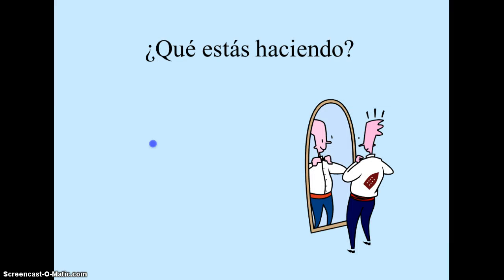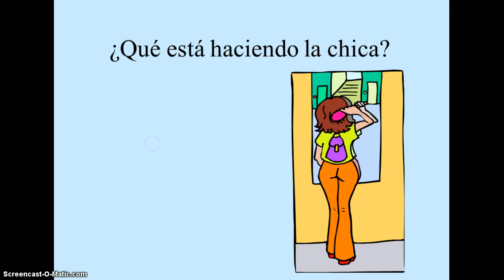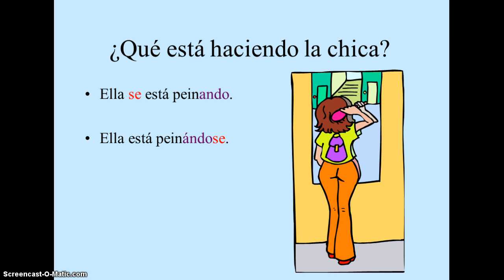¿Qué estás haciendo? Yo estoy vistiéndome. Okay? So I'm getting dressed. You see that accent goes on the participle and I attach the me, or you could say yo me estoy vistiendo. Another thing to keep in mind about vestir is it's a stem changer. It's an IR verb, so that E in vestir is going to go to an I. ¿Qué está haciendo la chica? Ella se está peinando. Ella está peinándose. Either or is fine.